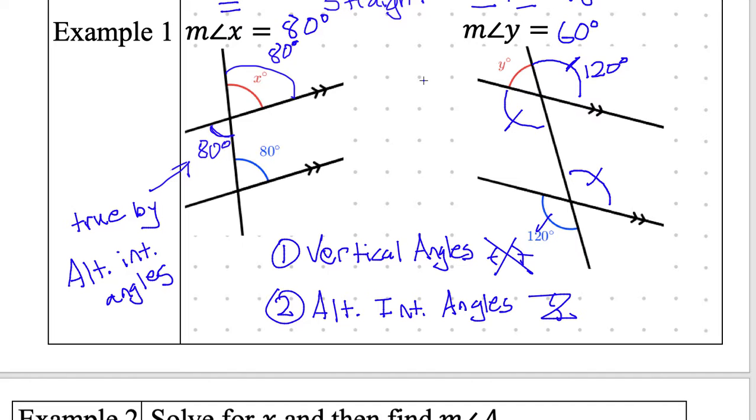We didn't even actually need to get to here, because if I got to here, ignore the right-hand side. These two angles right here and here both are on a line. If two angles are on a line and add up to 180 degrees, they're called supplementary. So I can do 180 minus 120 to get 60 degrees.